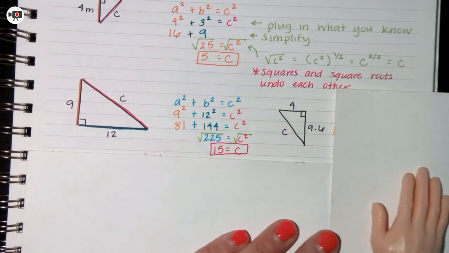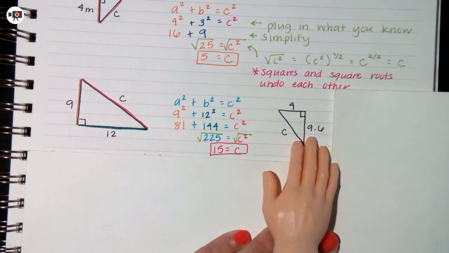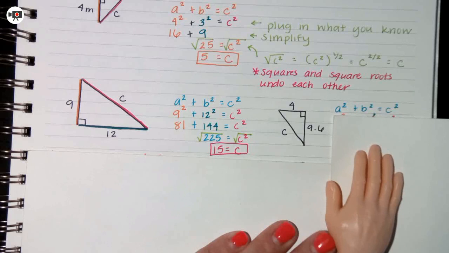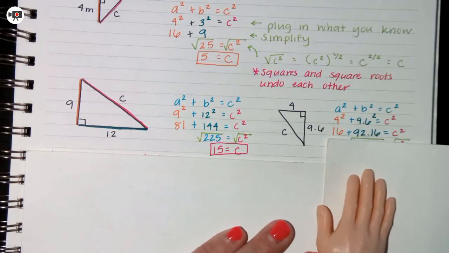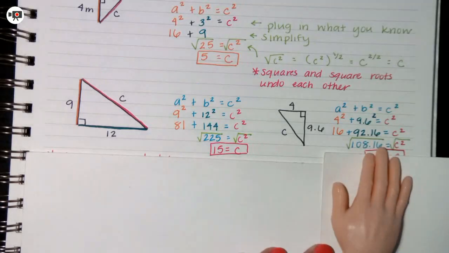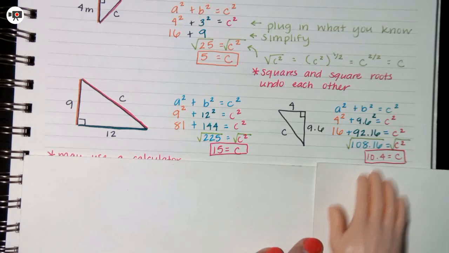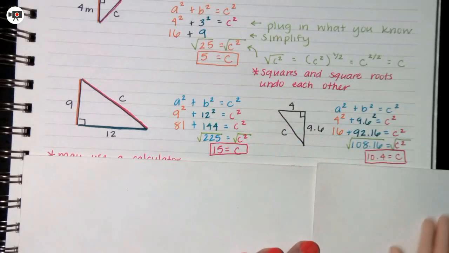Here's another triangle. Now this time I don't have whole numbers, but the Pythagorean theorem still works. So plug in 4 squared plus 9.6 squared, and you get 16 plus 92.16. Add those together to get 108.16, and then we square root each side. So the square root of 108.16 is 10.4. So c is 10.4 here.